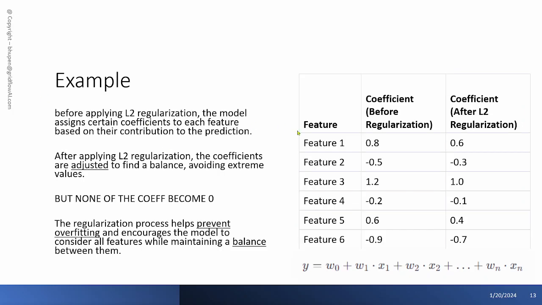Let's look at L2 regularization. Now, same thing. You have all these coefficients on the left-hand side here, before regularization and after regularization. Notice the values are getting optimized or shrunk. And this shrinking of coefficients is called regularization. But in this case, none of them become 0, which was the case in L1. L2, none of these coefficients will be 0, but most of them will be close to 0 or a smaller value.